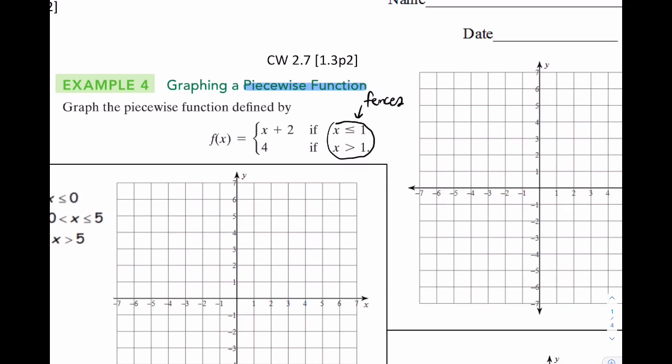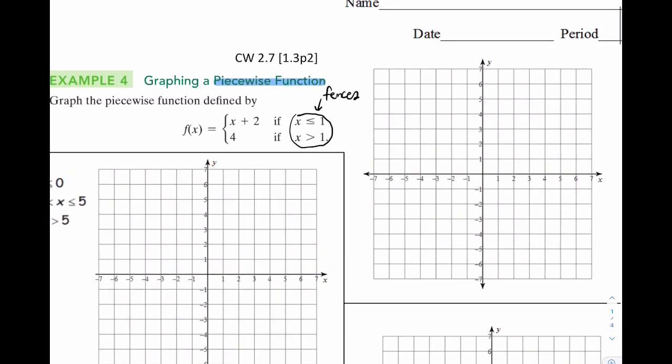That's really going to guide you as we're working through this, because notice how it says f of x is x plus 2 if x is less than or equal to 1, and it's 4 if x is greater than 1. So it's kind of like a computer program. It's saying if x is under 1, use this one. If it's bigger than 1, use this one.